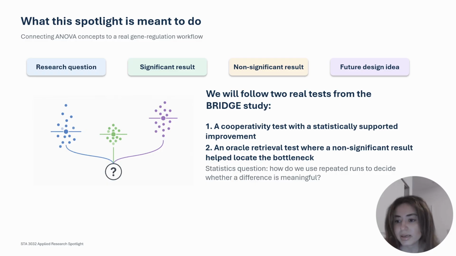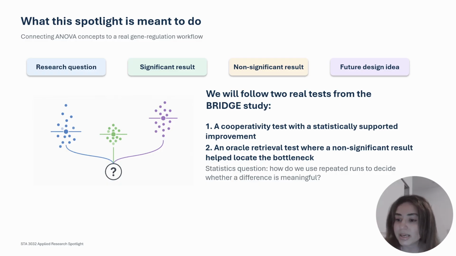We have two real results from my study that I would like to present. The first is a cooperativity result where our proposed approach improves the output over a standard approach. We are comparing our model to a standard approach, and we are changing the factors that will be discussed in more detail. The second result is not significant, and this non-significance is helping me understand where the bottleneck could exist in the model. So what is the core statistical question here?